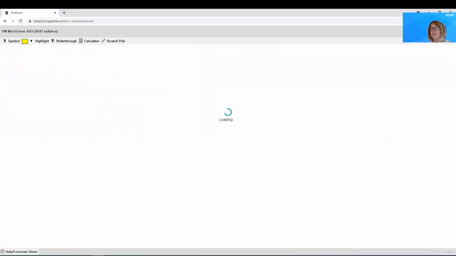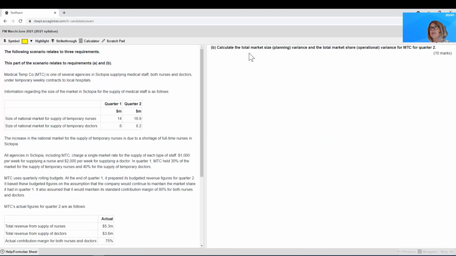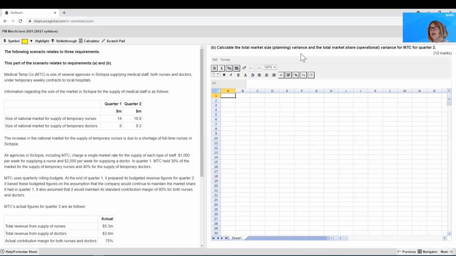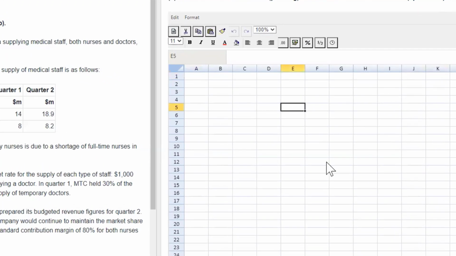And then we've got this question which says, calculate the total market size variance, which is the planning variance, and the total market share variance, which is the operating variance, for MTC for Q2, 10 marks. So there's a lot involved in this. So let's have a look and see what we're going to do.